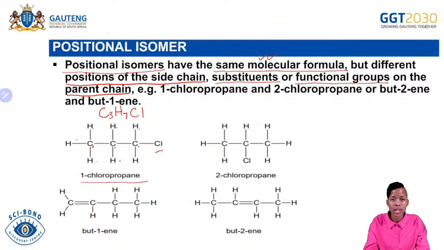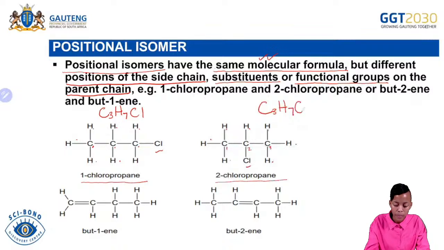So again, you need to check this one. This one was a 1-chloropropane. This one is a 2-chloropropane. You also need to check the molecular formula of this one. So how many carbons do you have there? It's 1, 2, 3 carbons. And then how many hydrogens? It's 1, 2, 3, 4, 5, 6, 7 hydrogens. So you will write H7. And then again, you have a chlorine, so you will write your Cl.